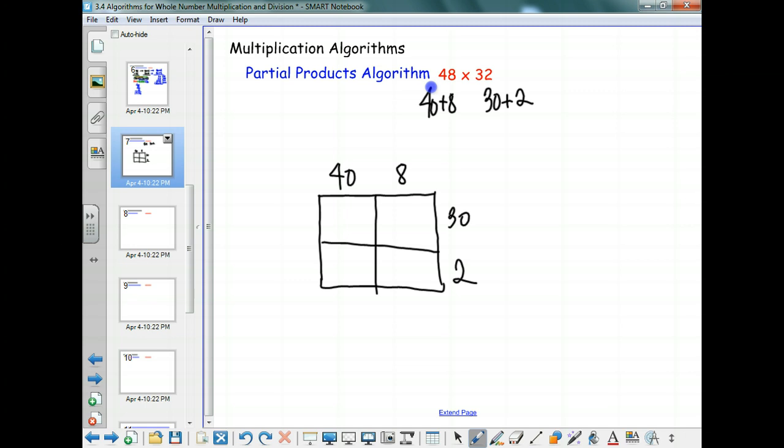So from the first box right here, you're on the column for 40 and the row for 30, so 40 times 30 is 1,200. And then you do the same thing for the next ones, right? 8 times 30 is 240. 40 times 2 is 80, and then 8 times 2 is 16. And then we're going to add the boxes together. 1,200 plus 240 plus 80 plus 16.